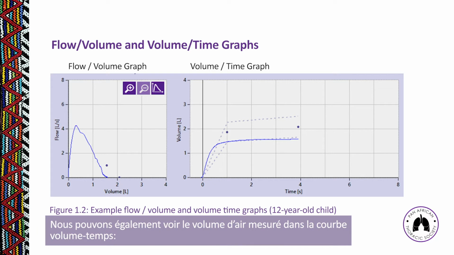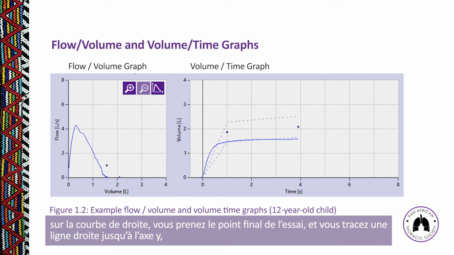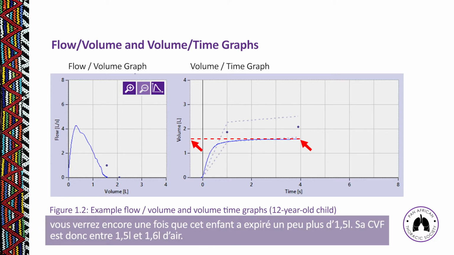We can also see the volume of air that was measured in the volume time graph. So if you look at the y-axis of the graph on the right-hand side, and you take the end point of the test and look across at the y-axis, you can see again that this child blew out just more than 1.5 liters of air. So the FVC, the forced vital capacity in this child, is round about 1.5, 1.6 liters of air.